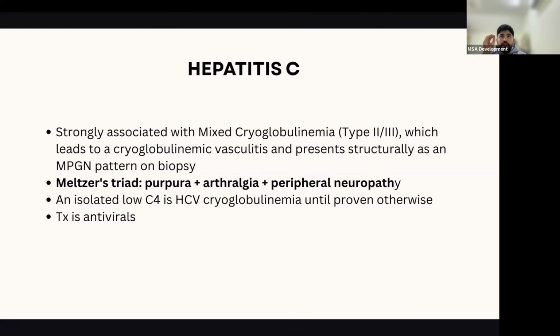Hepatitis C, usually in the question, they're going to tell you that the patient, in his kidney, has this thing called mixed cryoglobulinemia. Okay, this is basically strongly associated with hepatitis C. It's going to present with membranoproliferative glomerulonephritis. The patient is going to come to you with purpura, arthralgia, and peripheral neuropathy. Also, they're going to have an isolated low C4. The complement 4 is going to be low. And this is indicative that the patient could have hepatitis C virus cryoglobulinemia. You treat with antivirals.